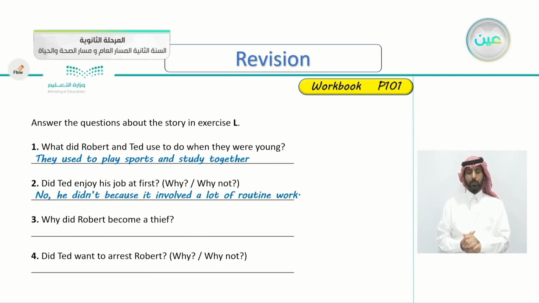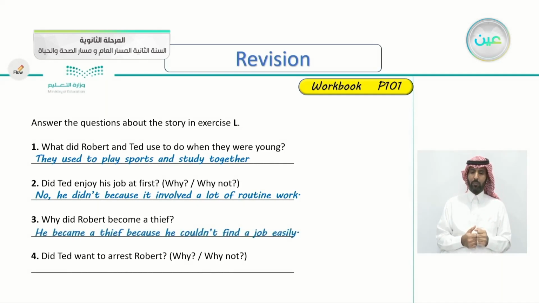So the third question here, why did Robert become a thief? Why did Robert decide to become a thief? Okay, let's check the answer together here. He became a thief because he couldn't find a job easily. He was searching for a job. Since he didn't find any, he decided to become a thief.